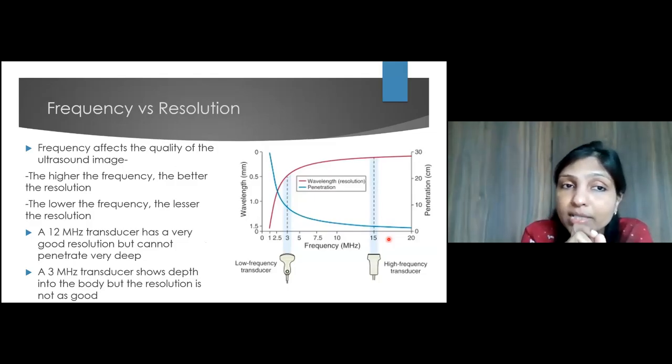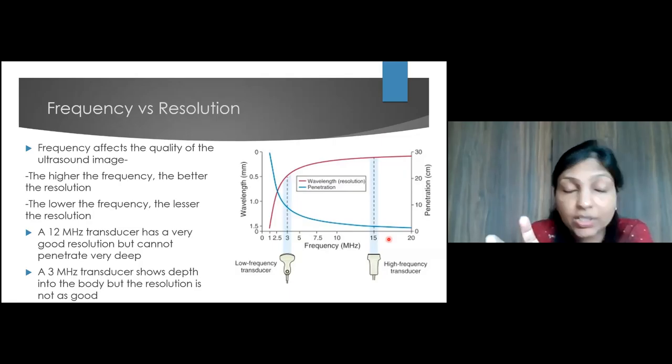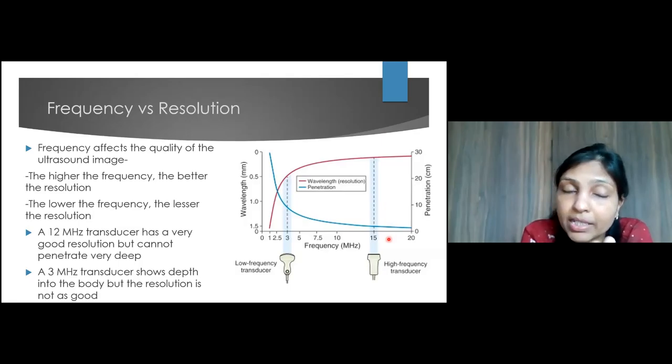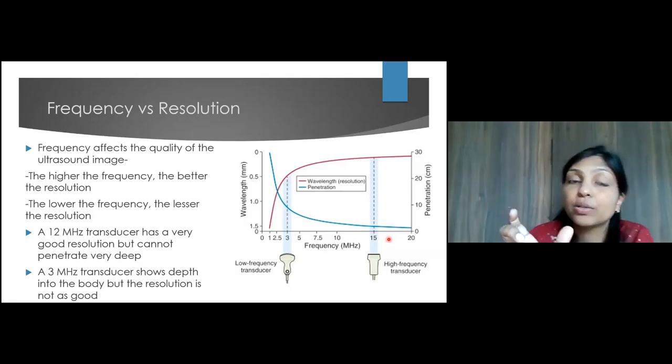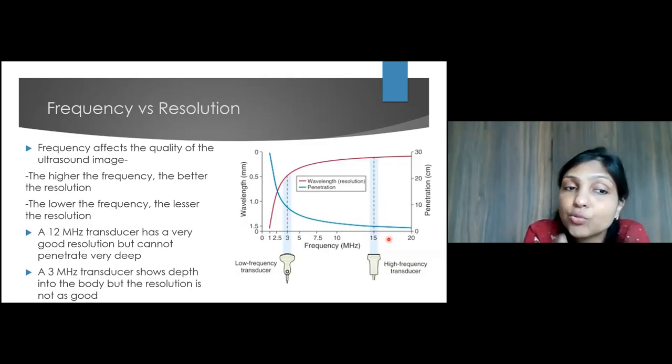Now, frequency affects the quality of the ultrasound image. So the higher the frequency of the transducer probe, the better will be the picture, the better will be the resolution. The lower the frequency, the lesser will be the resolution. And it's vice versa as well. So the better your resolution is going to be, the depth perception will be less. The lower the resolution will be, the more is the depth of the image that you can capture. So to say, there is a 12 megahertz transducer. It has a very good resolution.